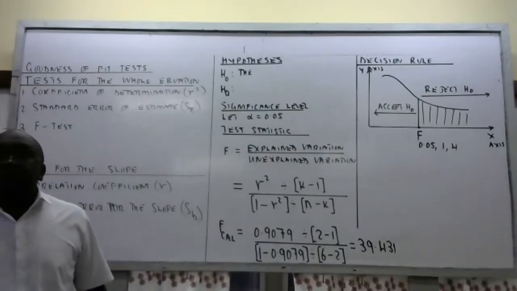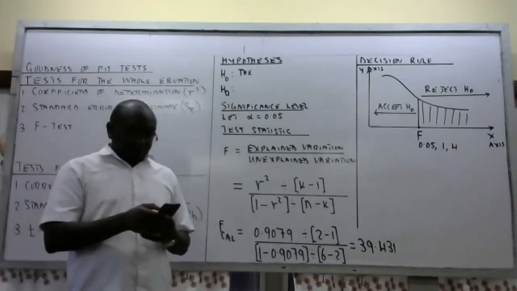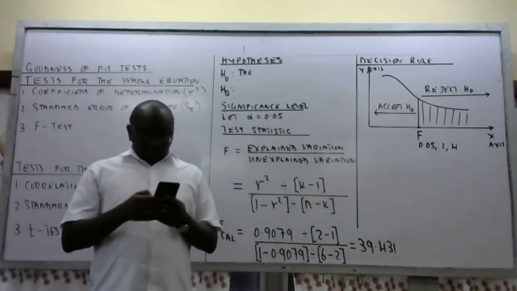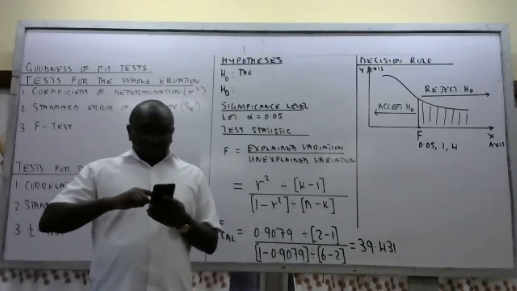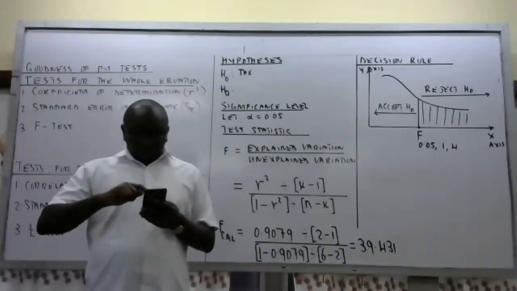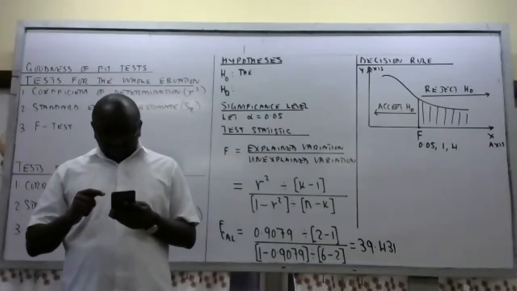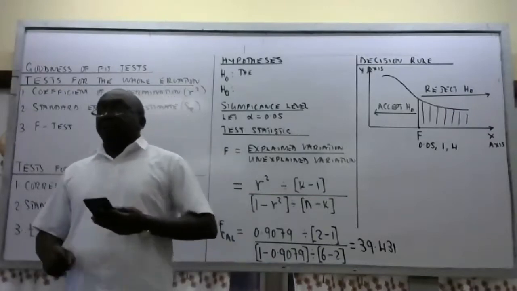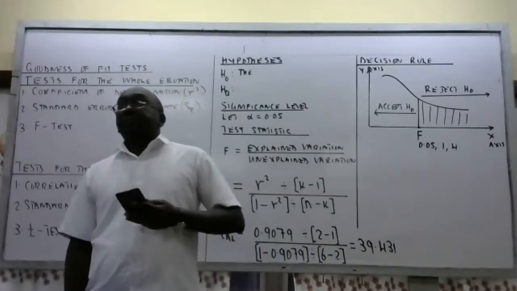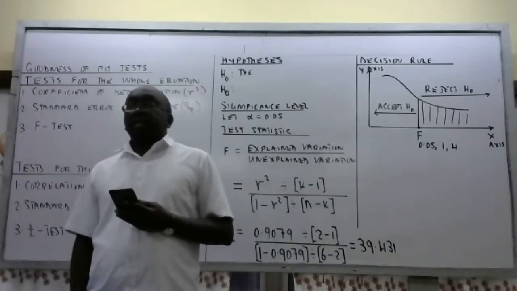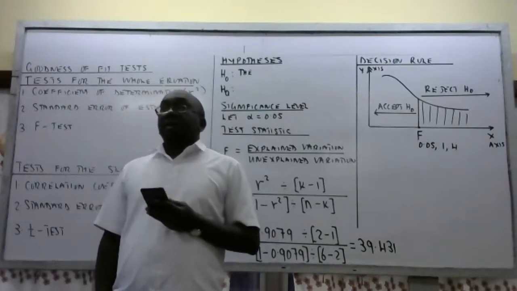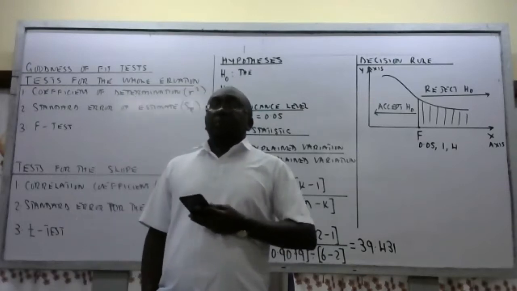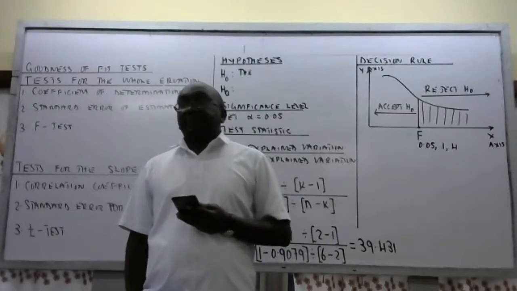Now take your F tables. Go to the F tables. You can see the very last one, that is on page 68. It says 5% values. That is because the F tables depend on the percentages.